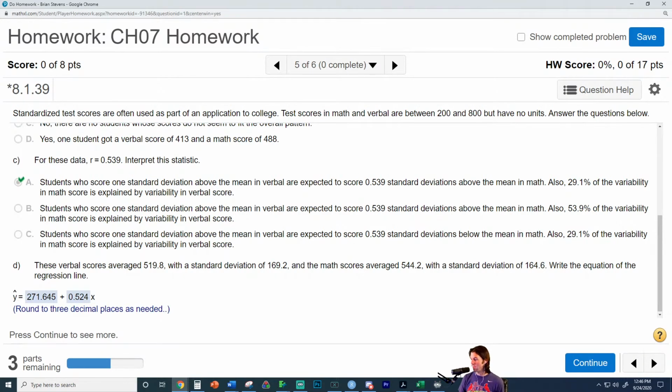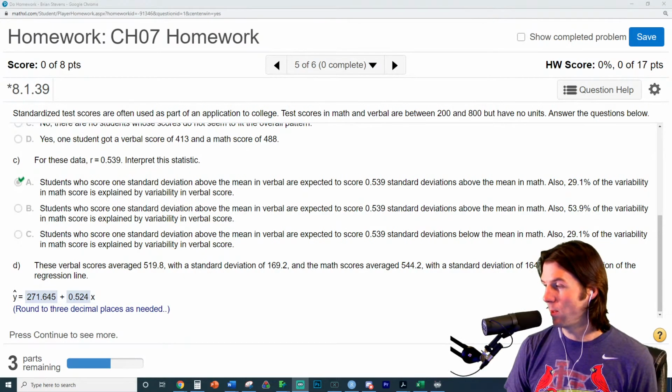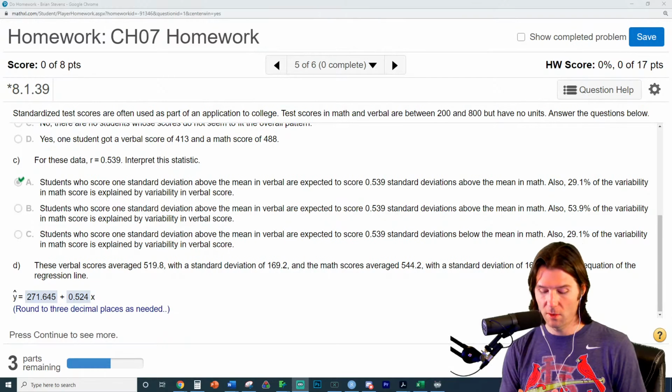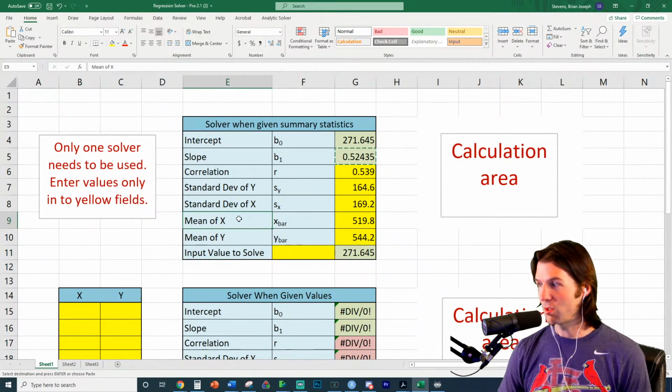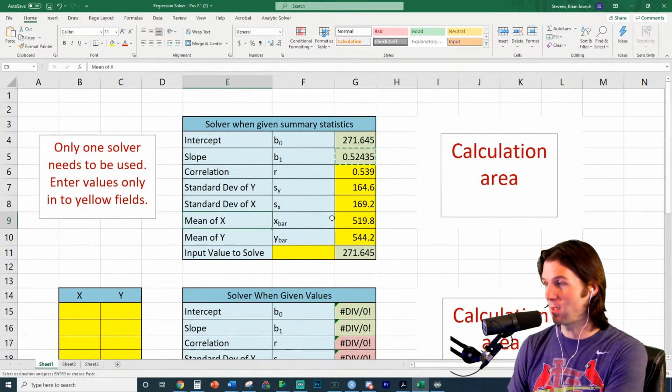Woo! Give me a heart attack every time I'm doing that question. So easy to make mistakes. Good job, Tiny Brian. So it's very easy to just make an error, put things in the wrong way, but just make sure you put in the right standard deviations, the right means, and just make sure to enter things in the correct way. And then you have the intercept and you have the slope.